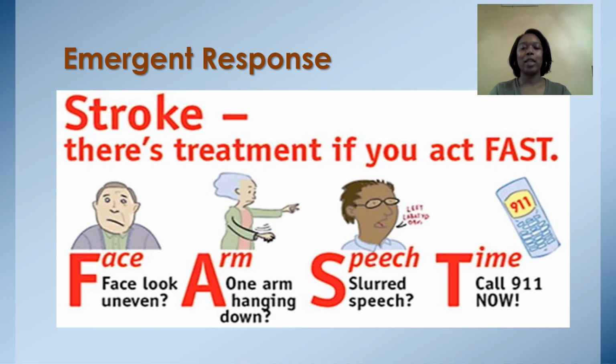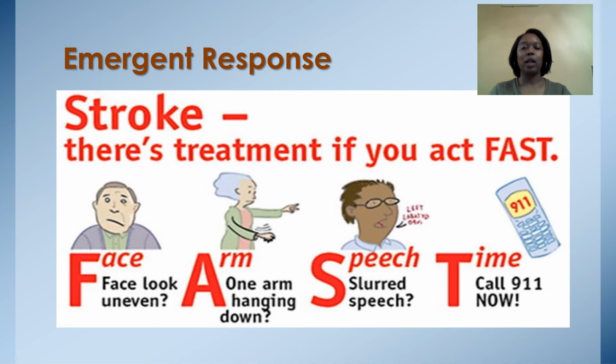S in FAST stands for speech. So often there is slurred speech, or you will ask them to repeat a word and they are unable to repeat that word. They say something totally different. And sometimes they are unable to speak at all, or word finding may be an issue.